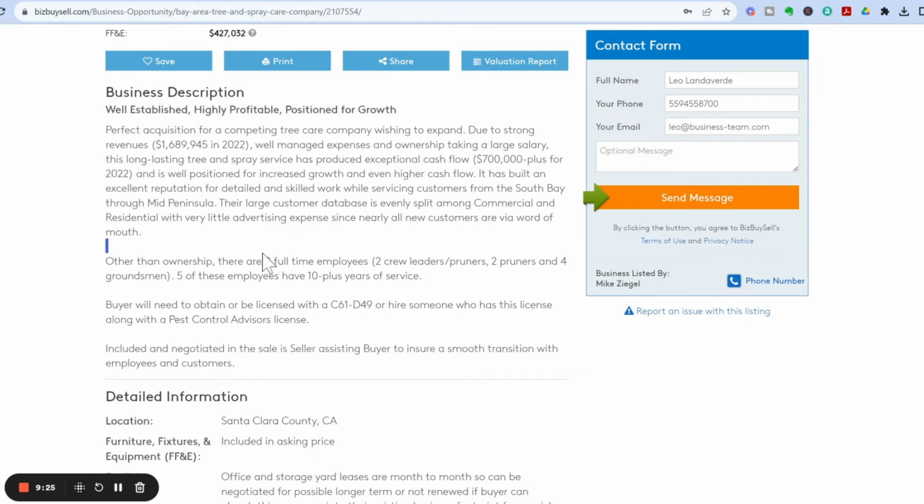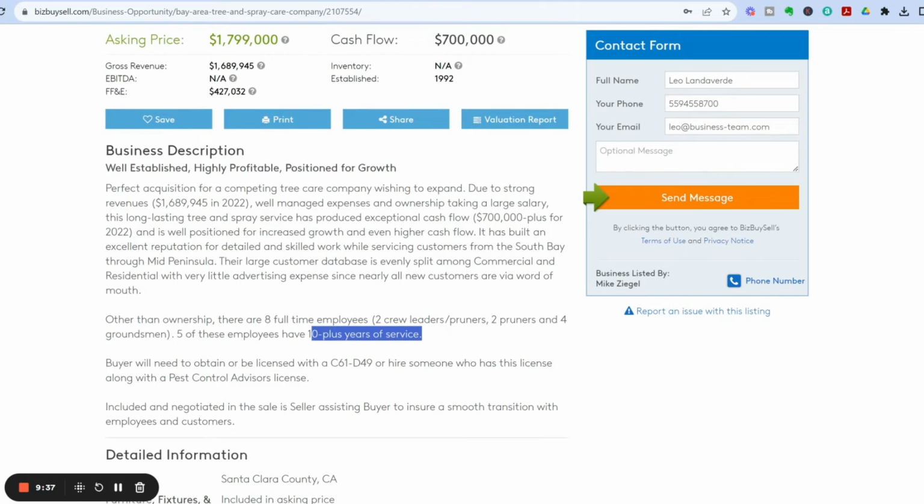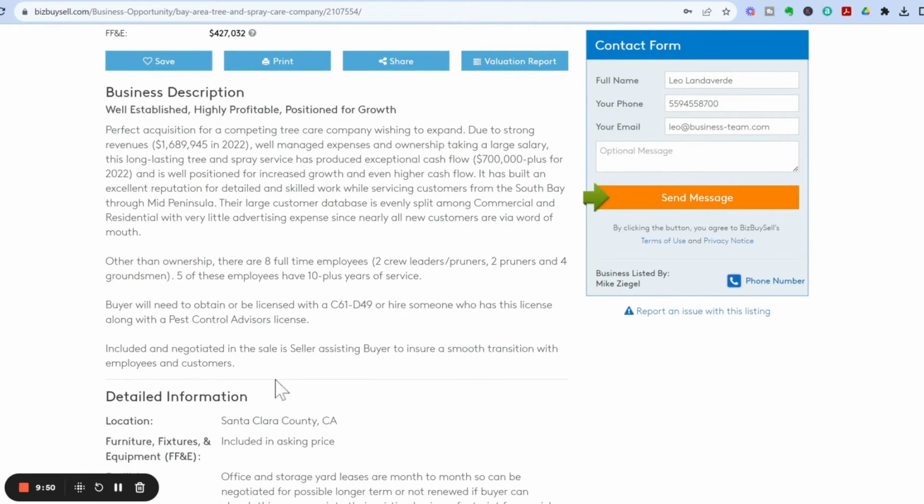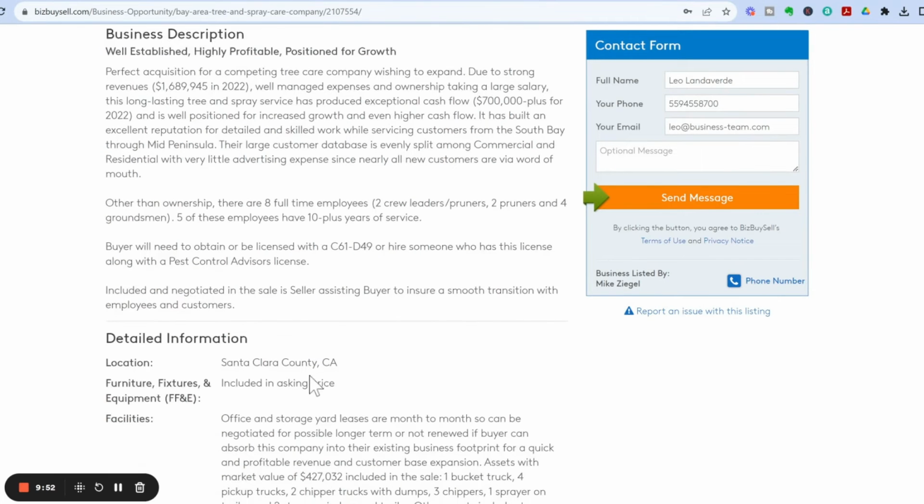So other than the ownership, there are full-time employees. That's good. There are 2 crews and 2 crew leaders. Okay, 5 of these employees have 10 years plus. Now, even though it doesn't say how long it's been in business, 5 of the employees have been around for 10 years. That's really good. Buyer will need to obtain a license, or hire somebody with a license, for pest control, including an assistant buyer.